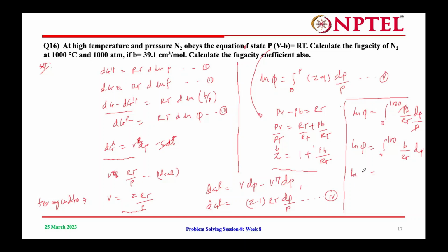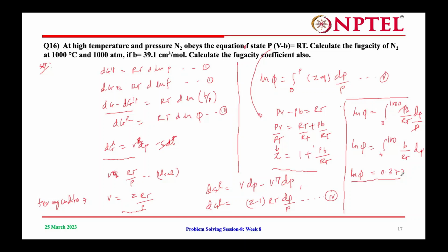So ln phi is equal to 0.373. Did all of you get this value of ln phi? Yes, phi is 1.453, right.